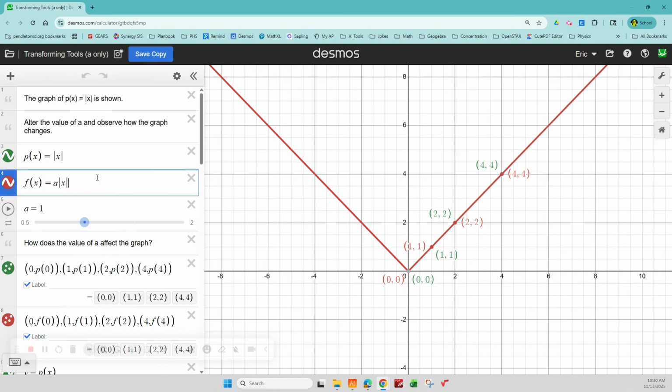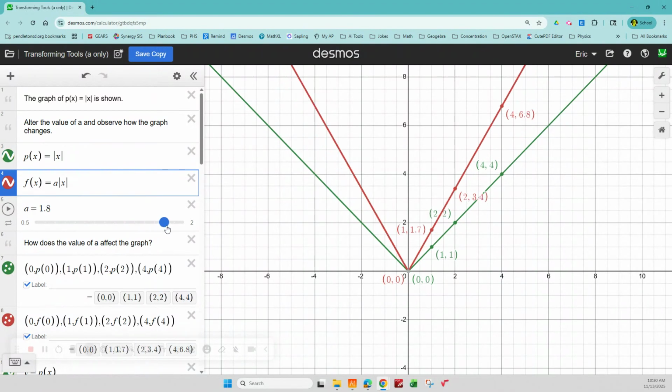I've seen people get this wrong, so you have to be careful. It's not doing anything horizontally. Horizontally, it doesn't get changed. It doesn't get stretched or compressed. It's all going to be vertical, so that's going to vertically stretch it. Let's see what that looks like. If I stretch this thing by a factor of 2, look what it does.